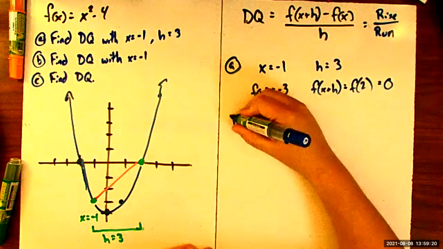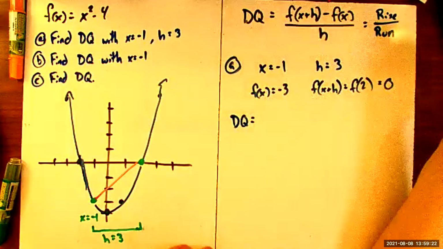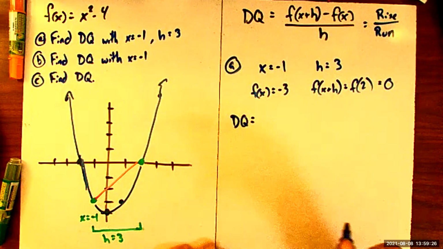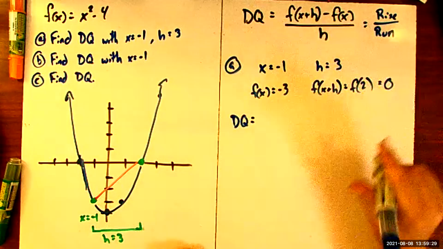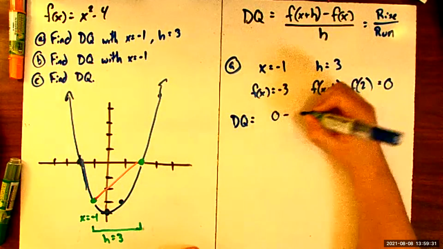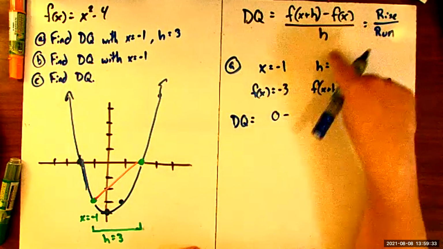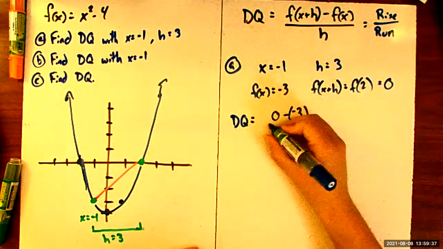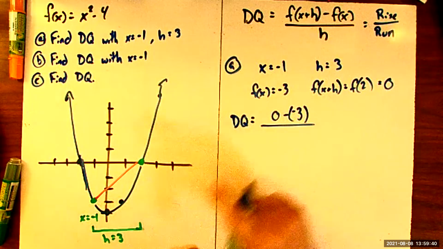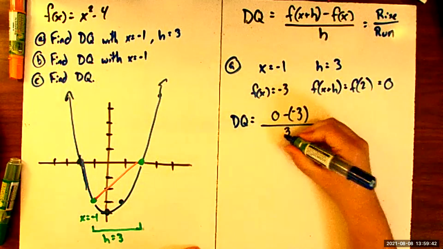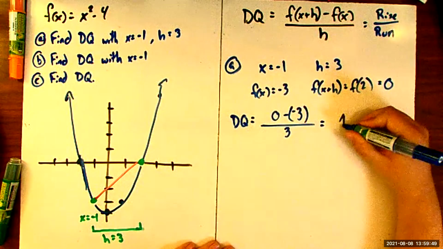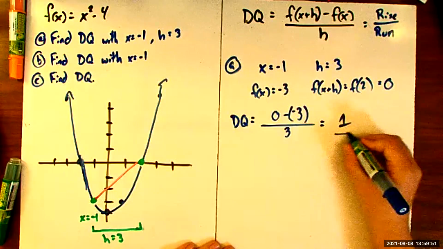And so our difference quotient, as we're going from -1 and we're running 3 units over, it's going to be f of x plus h, which is 0, minus f of x, which is -3, over our h value, which is +3. And sure enough, simplifying that, we end up getting 1 out of it.